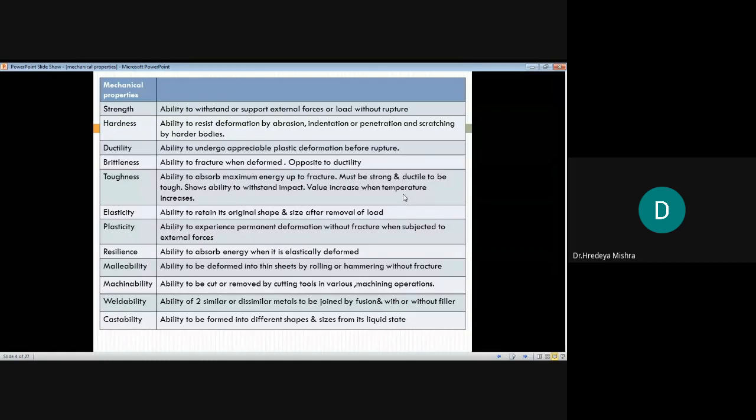Similarly, for a tough material, toughness is the ability to absorb maximum energy. What is the meaning of energy? Energy is the form of forces. Different types of forces apply on the component, and if the material or component resists those different types of forces, then it is more tough.